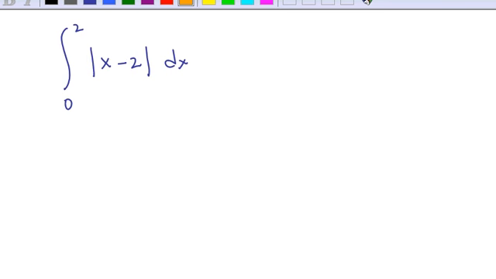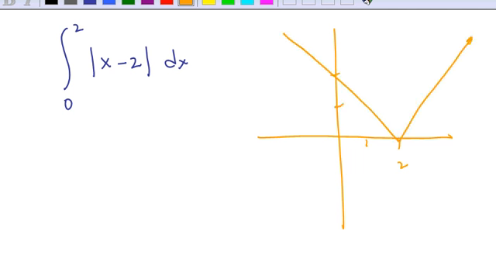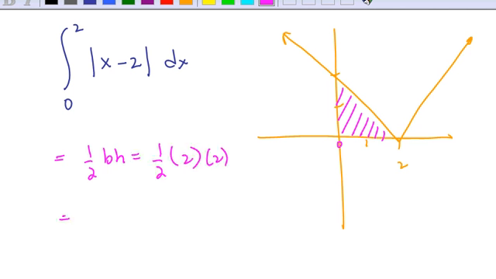So one last one, I want to do this using a diagram and thinking of it as areas. So I've got an absolute value function that's moved to the right 2. So it looks like this. And I want to find the integral between 0 and 2. So that means the area in between the x-axis and the curve. And that's just a simple triangle, so it's 1/2, the base is 2, and the height is 2. So the area under the curve is 2, which means this integral is 2.